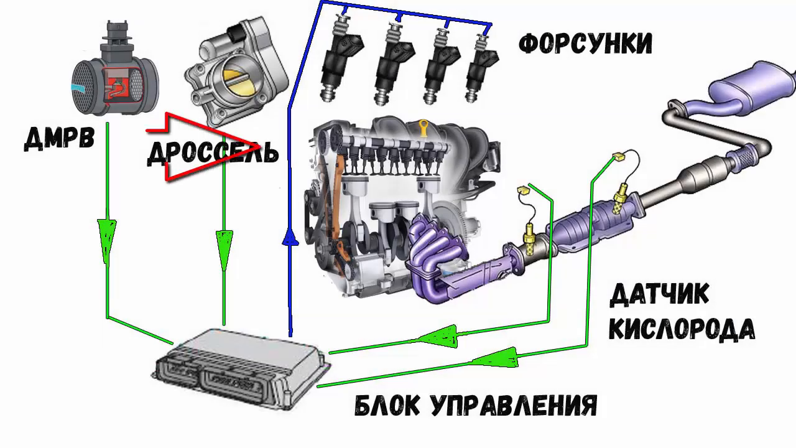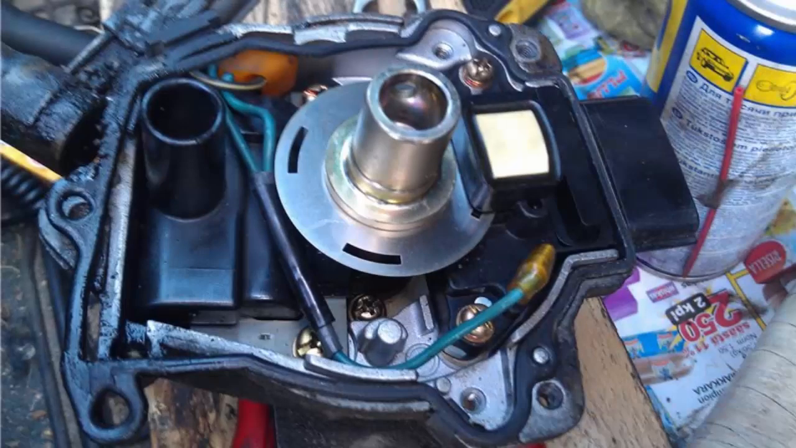Air enters the intake manifold through the throttle, and just before the throttle, a sensor is installed to measure the mass of the incoming air. The crankshaft operation frequency is measured by the crankshaft position sensor. By the way, on some cars, the speed can be determined from signals from the ignition system.